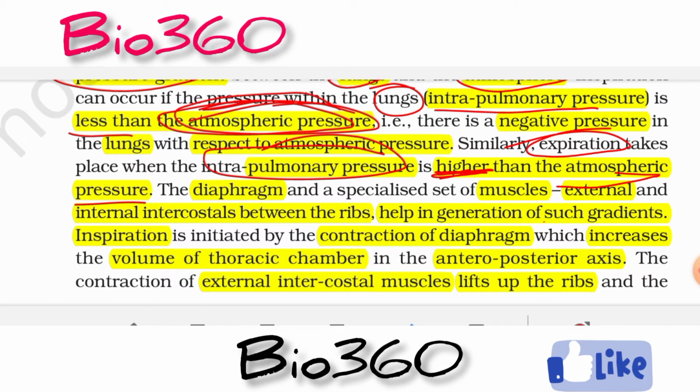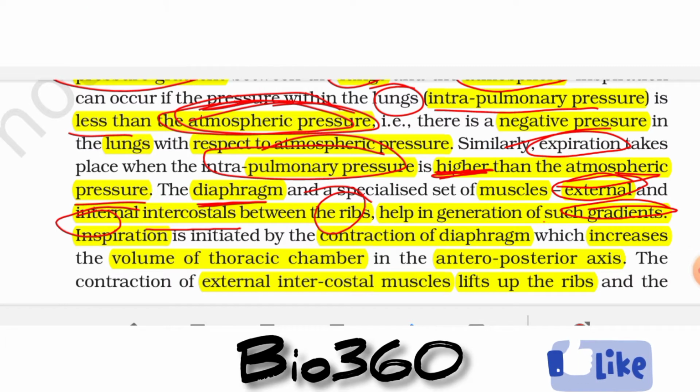All these processes need some help that is given by the diaphragm and some special muscles. They are external and internal intercostal muscles. These muscles are present in between the ribs. This helps in generation of such gradients.